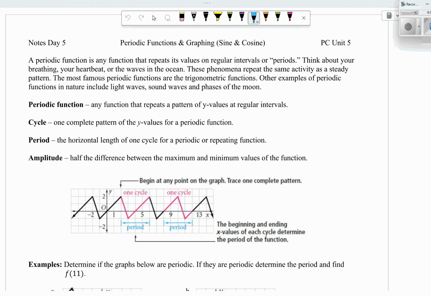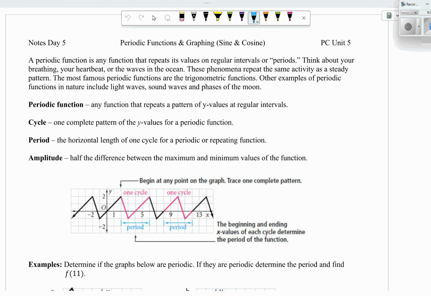A periodic function is any function that repeats its values on regular intervals or periods. Think about your breathing, your heartbeat, or the waves of the ocean. These phenomena repeat the same activity as a steady pattern. The most famous periodic functions are the trigonometric functions. Other examples of periodic functions in nature include light waves, sound waves, and phases of the moon.